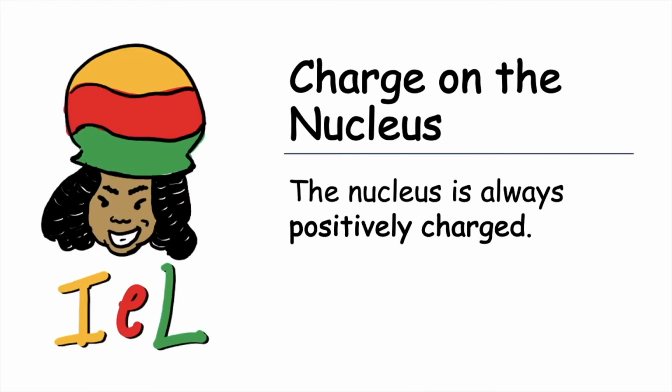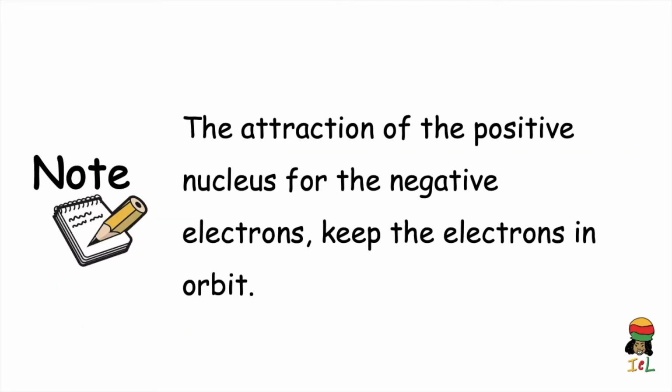Now keep in mind that the charge on the nucleus is always positive. Remember, the nucleus consists of protons and neutrons. Protons are positively charged while the neutrons have no charge. So the overall effect is that the nucleus will be positive. Note that the attraction of the positive nucleus for the negative electrons keeps the electrons in orbit.